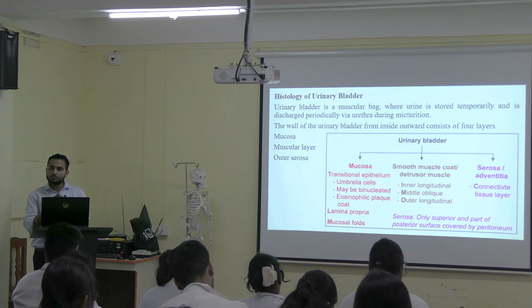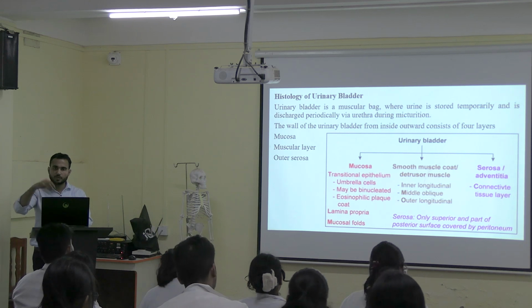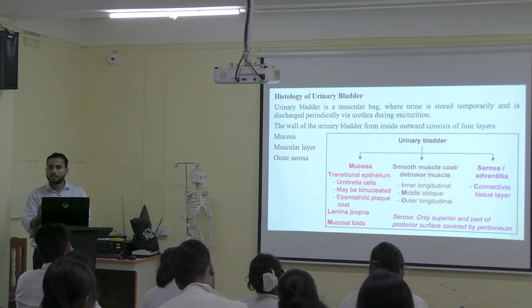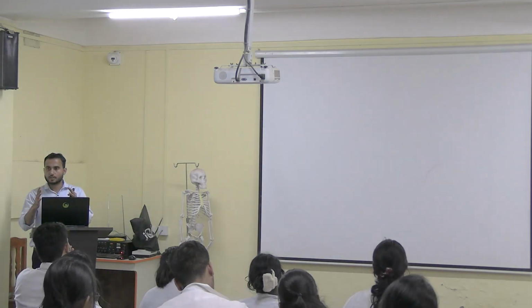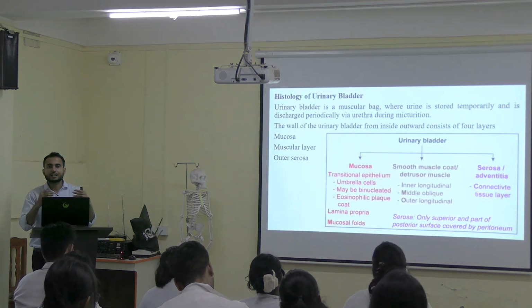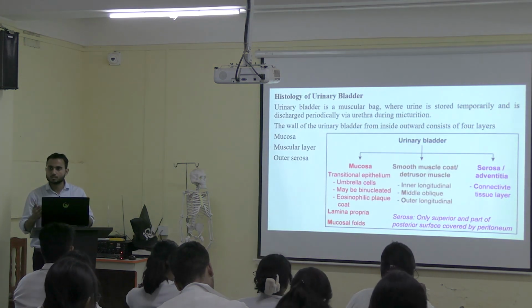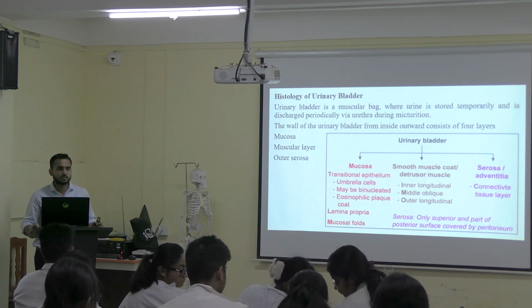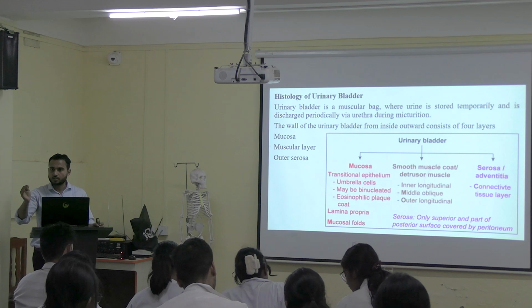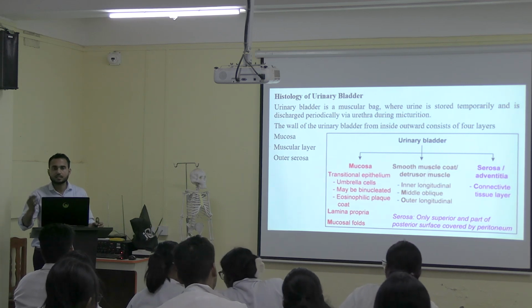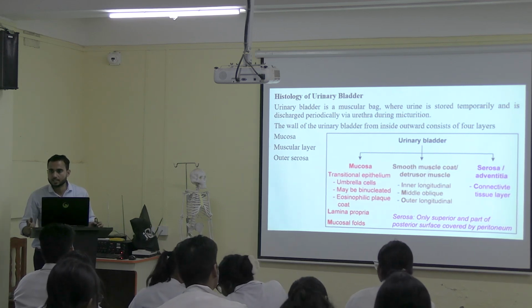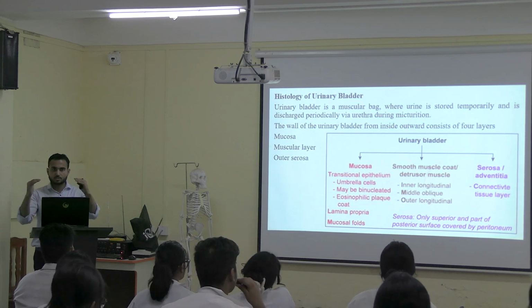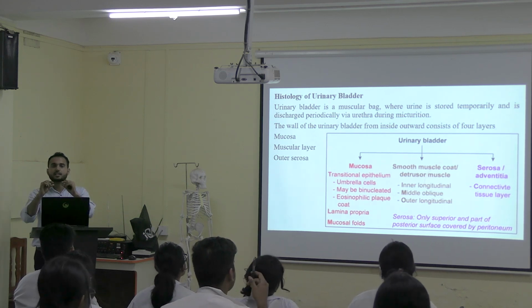Whenever the urinary bladder is stretched, urine keeps on accumulating. So gradually the bladder will stretch, and the cells will also stretch, and the surface cell will become flattened. The surface cells in the urinary bladder are umbrella shaped. When it stretches, the thickness of the cell reduces.